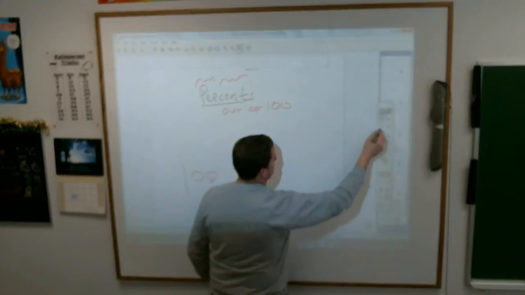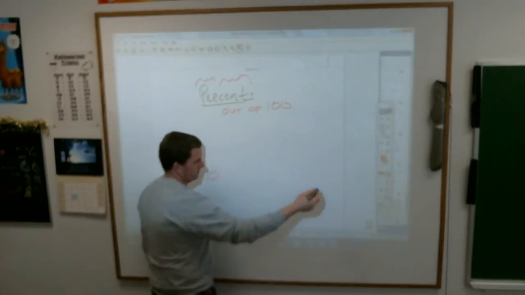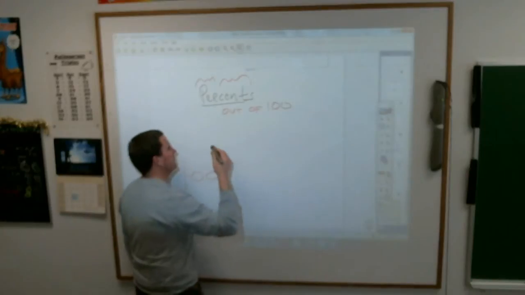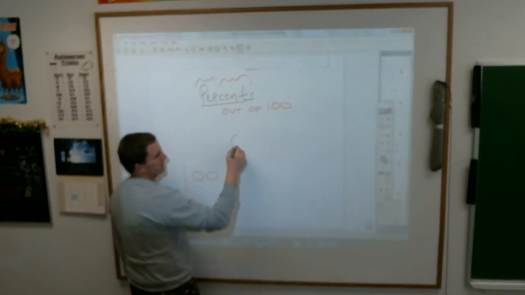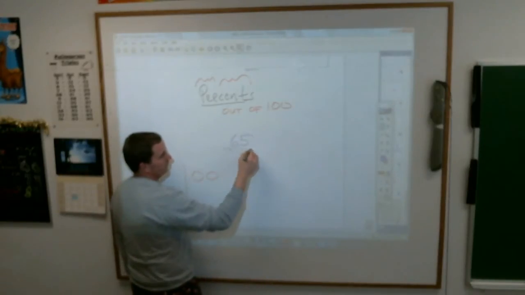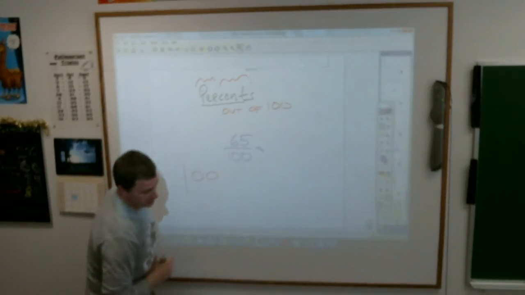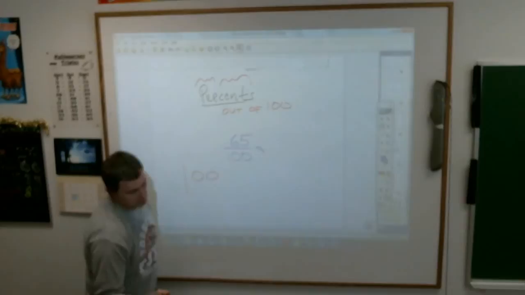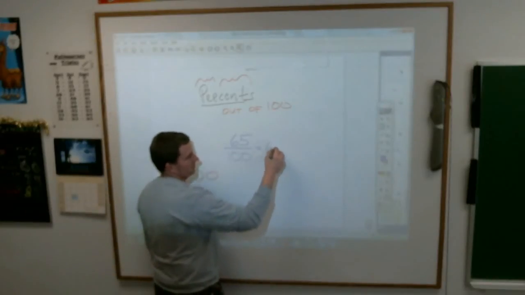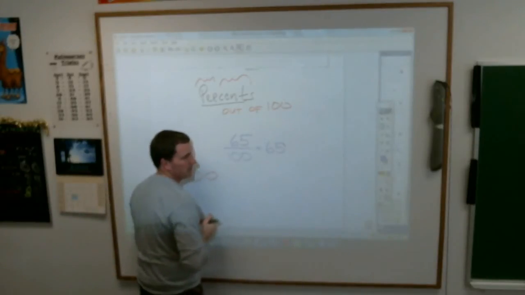And it's relatively simple if you end up with a fraction that has 100 as its bottom. You know, you go in the gym and you make 65 out of 100 free throws. You know that your percent is 65% because that's what percent means, 65 out of 100.